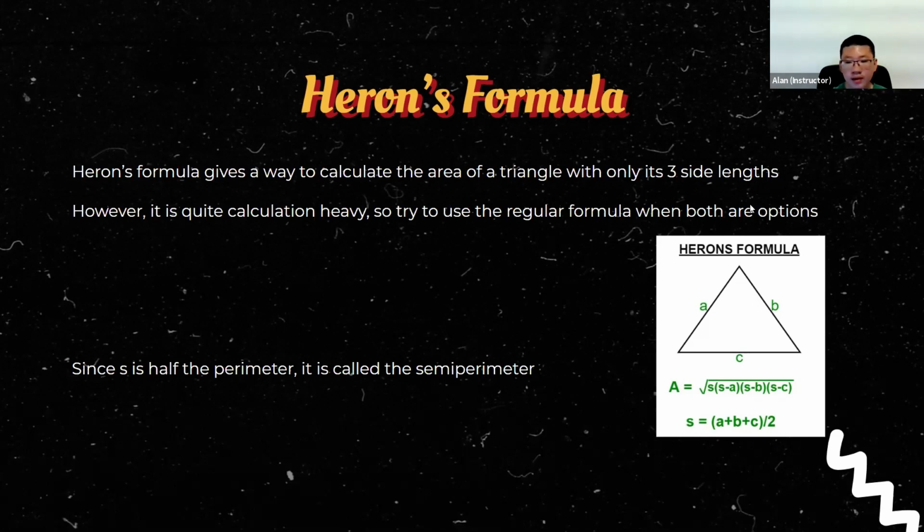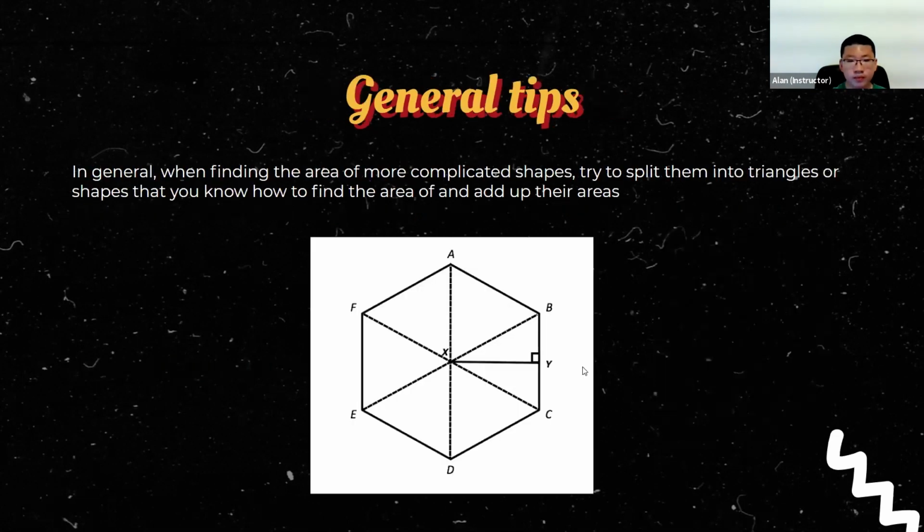So given the side lengths A, B, and C, we can set S as half the perimeter, which is A plus B plus C over 2. And so the area of the triangle is going to be equal to the square root of S times S minus A times S minus B times S minus C. And so I put a note there. S is half the perimeter, so it's called the semi-perimeter.